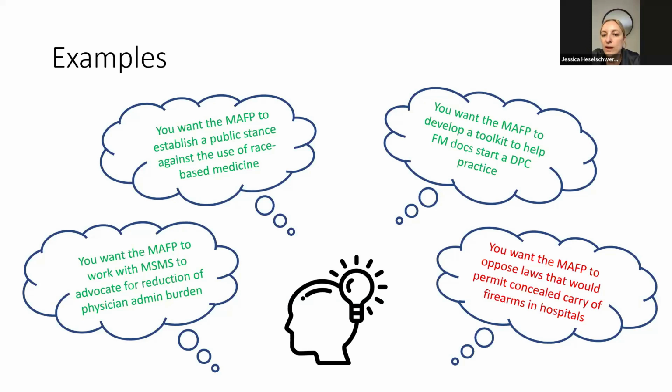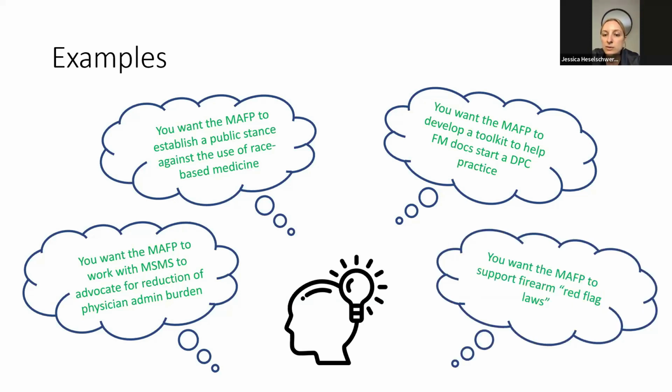And then the final one that I have on here, it seems like it would be a really good resolution. So we want the MAFP to oppose laws that would permit concealed carry of firearms in hospitals. That's great, but it's already a policy. So that's why I put that as a not great example. So instead, if we look at our examples related, but not the same, is if we want the MAFP to support red flag laws. We don't have that as an existing policy. So that might be a good example of a policy that you could write a resolution for.